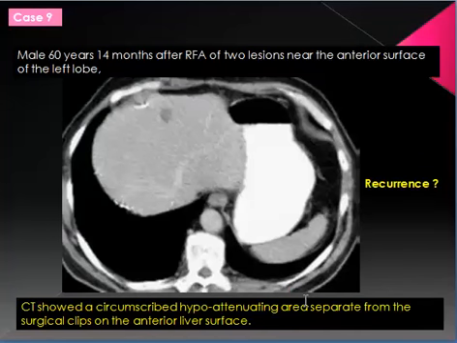Here we have a male, 60 years, 14 months after radiofrequency ablation of 2 lesions near the anterior surface of the liver, one here, one there. Is there a recurrence? CT showed a circumscribed hypoattenuation separate from the surgical clip on the anterior liver surface. There is a surgical clip here causing artifact. This is separate. Is it recurrence?